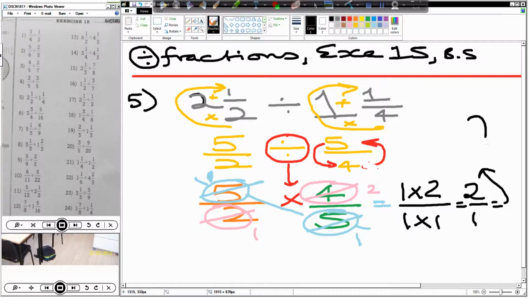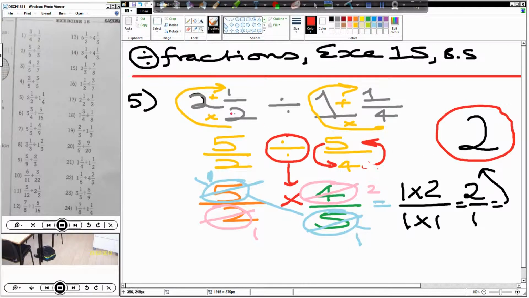I'm going to have space. So my grand total answer is 2. Now students get a bit worried when they get a whole number for an answer to a fraction question. Don't get worried. We can get whole number answers, and that is the final answer to this particular question.